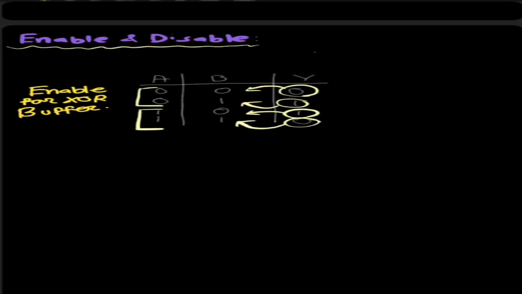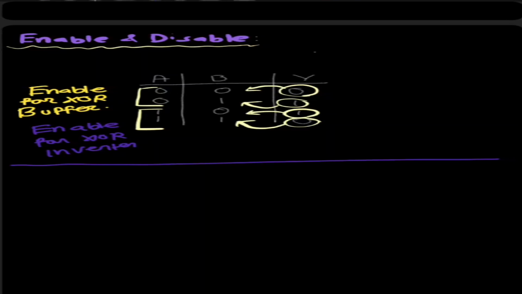Now when A is 1, we get Y equals 1 when B is 0, and we get Y equals 0 when B is 1. So this is also enable for XOR, but this is an inverter. Because of 0 and 1 both being enable for XOR, we call it a controlled inverter, and let's see why.